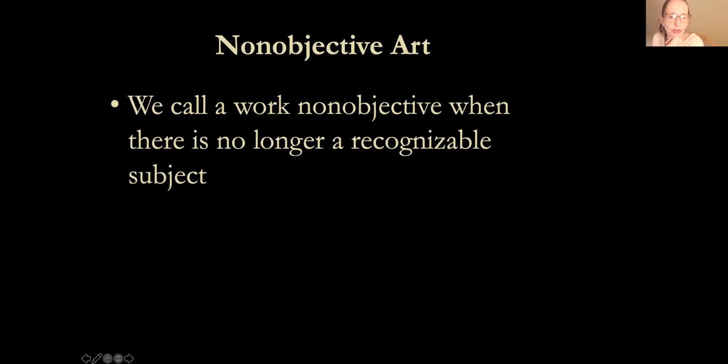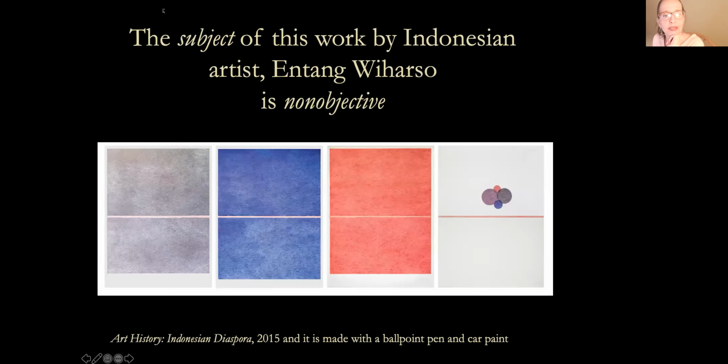We call a work of art non-objective when there is no longer a recognizable subject at all. The subject of this work by a contemporary Indonesian artist, Etang Wiharsu, I don't know how his last name is pronounced, is non-objective. The title is in small text down here, Art History, Indonesian Diaspora. And so we have a sequence of vertical rectangular forms, and they are non-objective. We would have time together later in the class to talk about how to make meaning about this.